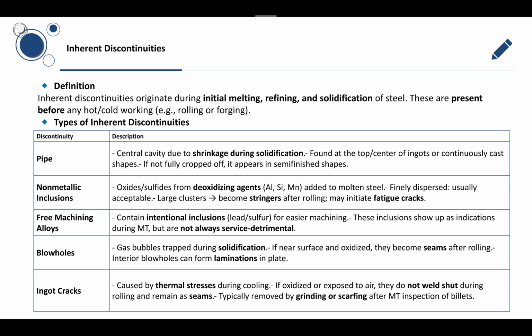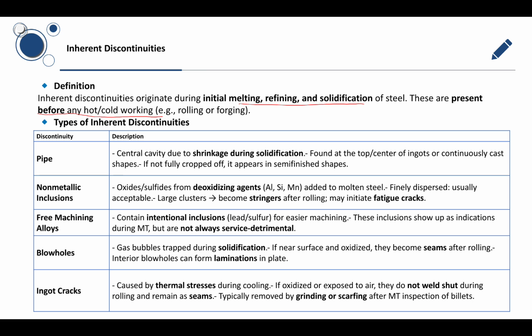Inherent discontinuities originate during the initial melting, refining and solidification of metal or steel. These are present before any hot or cold working. This means they are present before any hot or cold working process such as rolling or forging has begun.